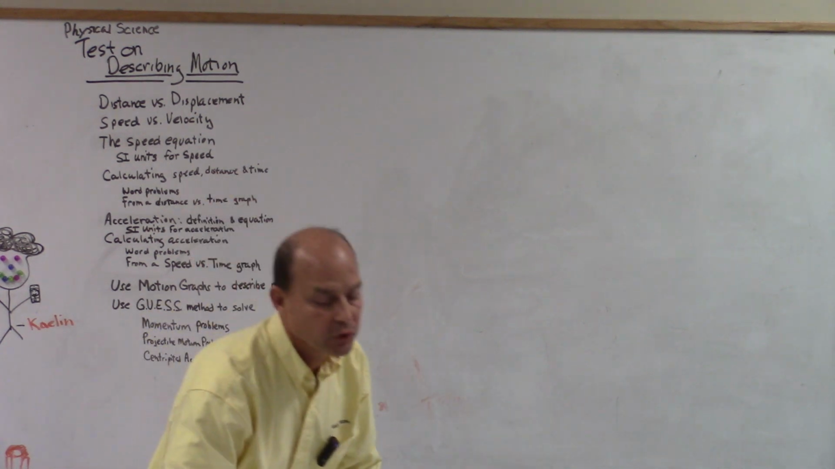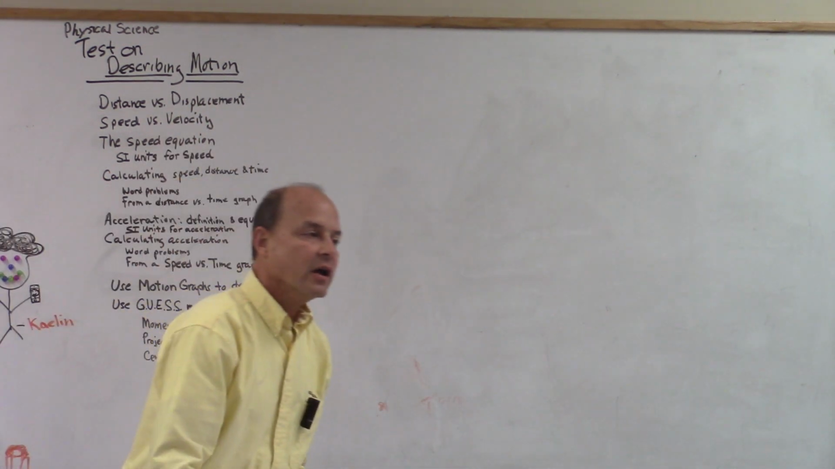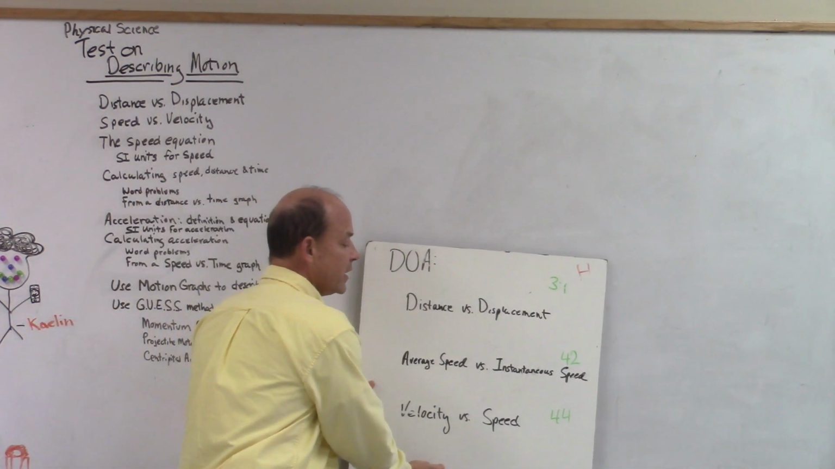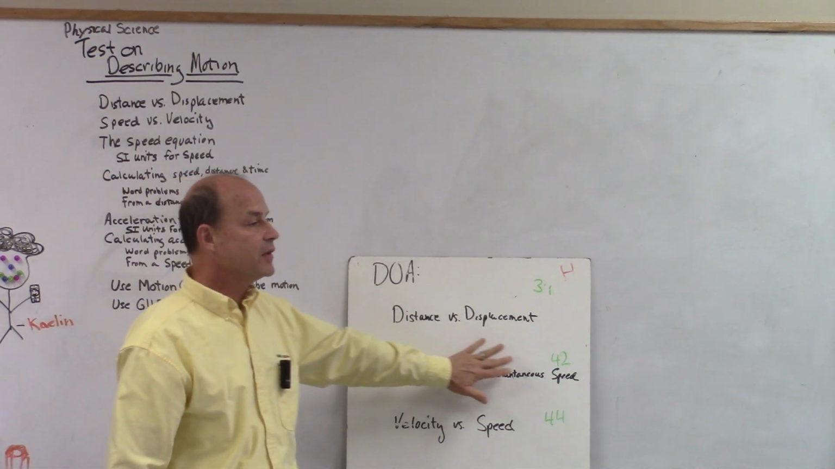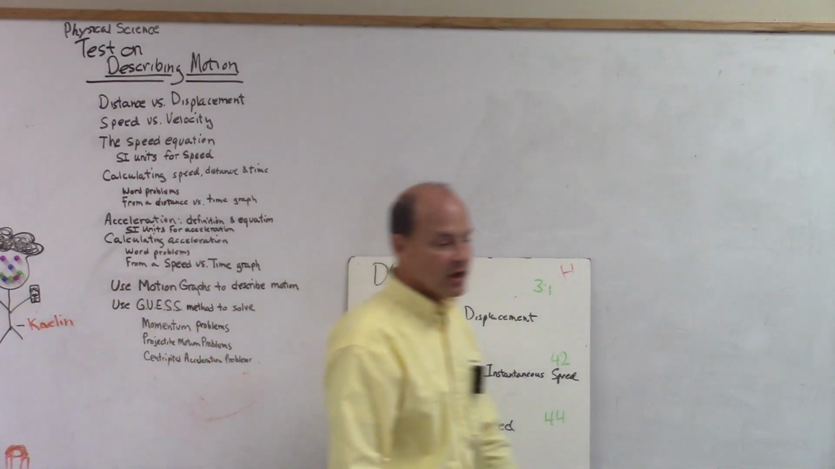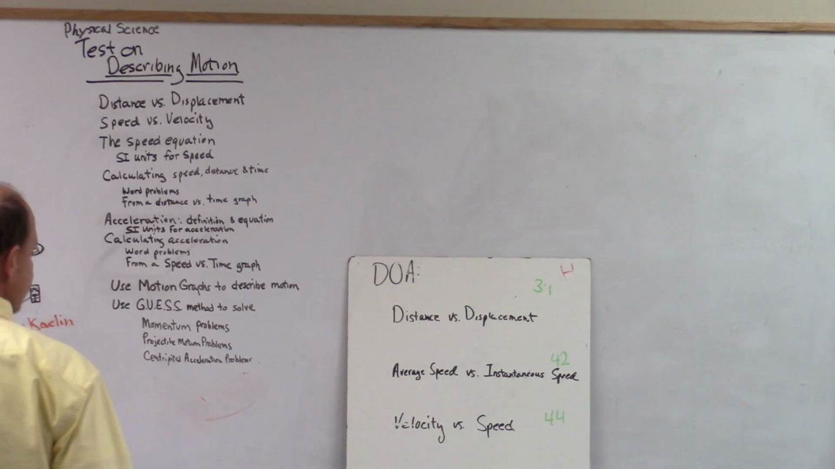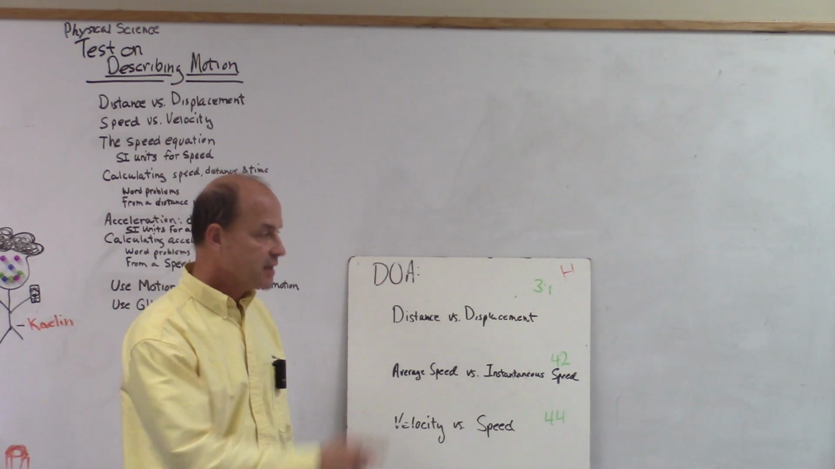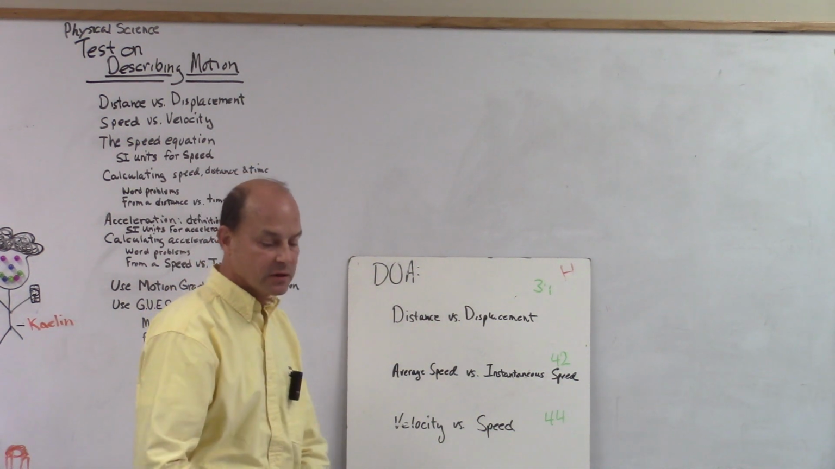So I'm going to go through this outline of the test because it all came from our marker boards, right? So let me take you down memory lane here. One of our first things that we did, we talked about the difference between distance and displacement. So I did the thing where I walked 1, 2, 3, 4, 5, 6, 7. What's my distance? 7. Okay, what's my displacement? 0, because I'm right back to where I started, right?